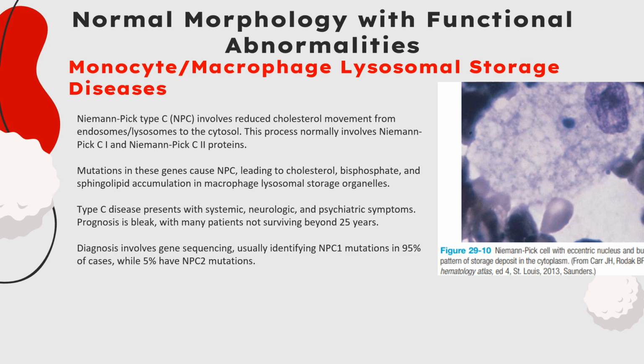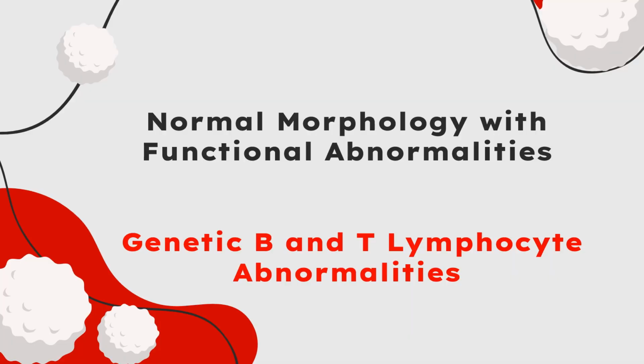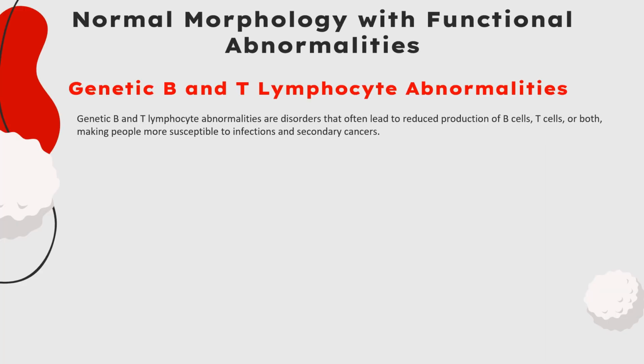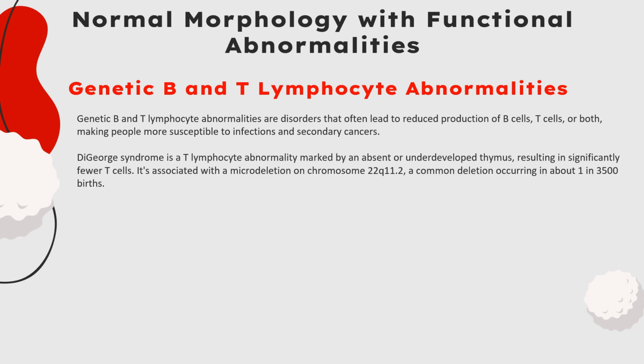Prognosis is bleak, with many patients not surviving beyond 25 years. Next, we're unraveling the mysteries of genetic B and T lymphocyte abnormalities, shedding light on disorders that impact our immune warriors. Prepare to dive into the fascinating world of genetic abnormalities affecting B and T lymphocytes. These disorders often lead to reduced production of these crucial immune cells, leaving individuals more vulnerable to infections and secondary cancers. Let's start with DiGeorge syndrome, a T lymphocyte abnormality.